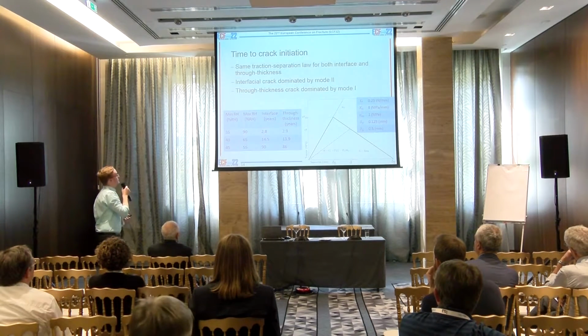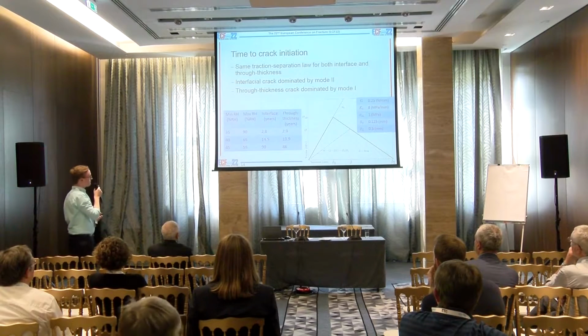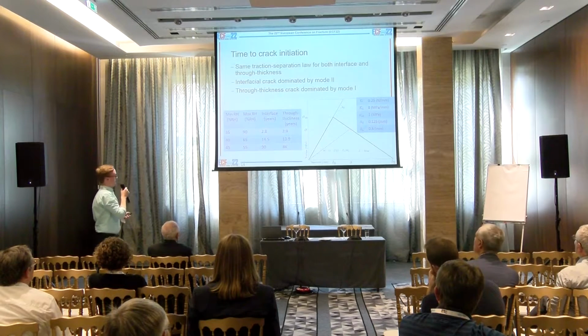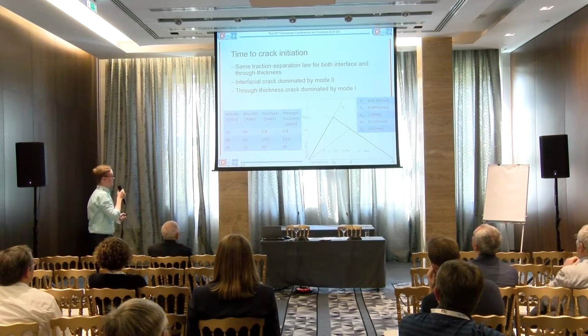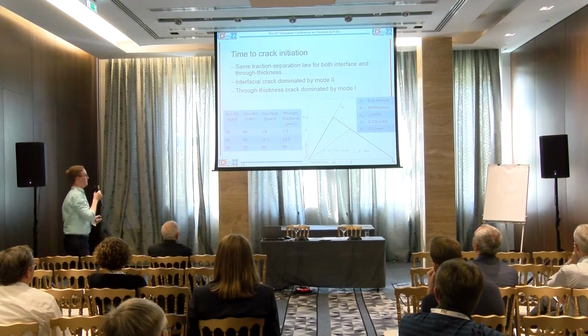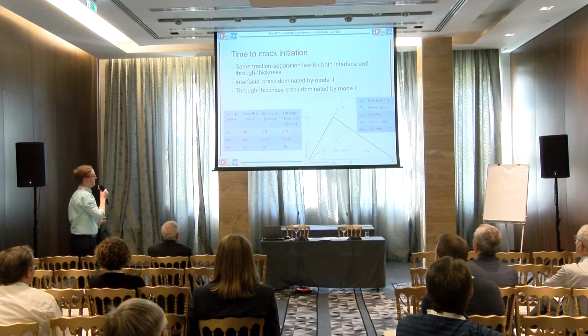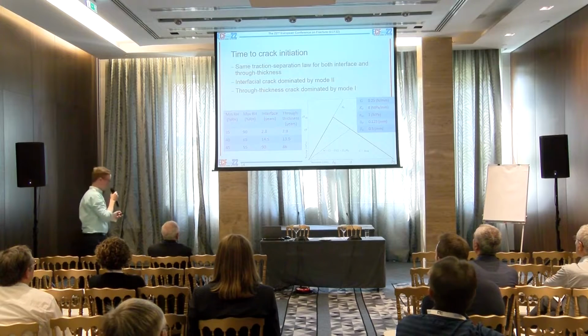Here is the time to crack initiation. Initially, for the most extreme case of 35% minimum, maximum 90%, we see that interfacial fracture happens before through thickness cracks. However, when we look at the smaller range of relative humidity, we see that there's actually a change, and the through thickness cracks seem to occur before the interfacial cracks.